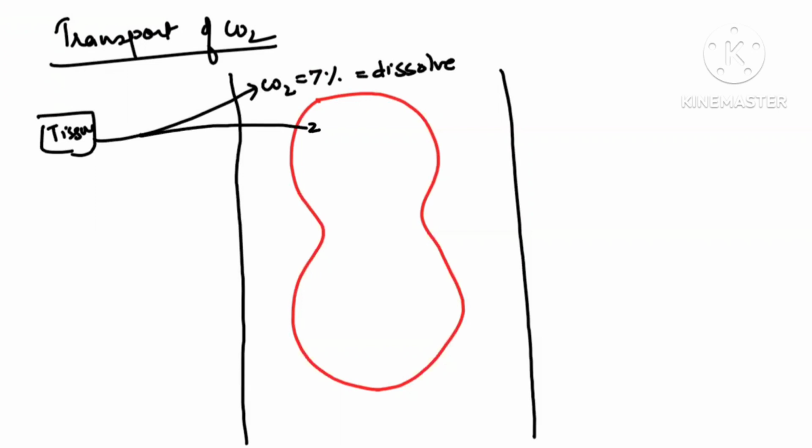23% of carbon dioxide will enter into the RBC and combine with the amine group of the globin molecule to form carbaminohemoglobin.